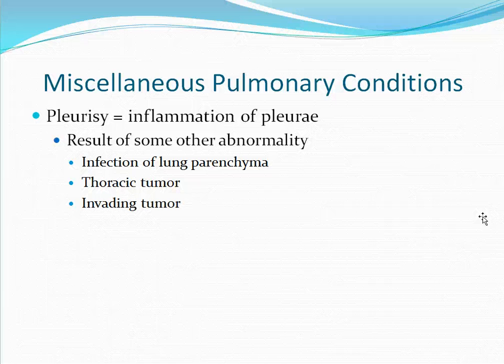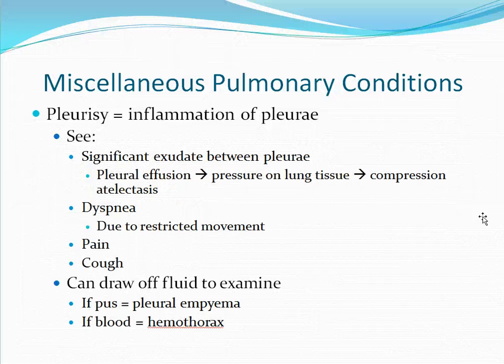Next is pleurisy, which is inflammation of the pleura, which are the membranes that surround the lungs. It is usually the result of some other abnormality, such as an infection of the lung parenchyma, thoracic trauma, or an invading tumor. With pleurisy you will see significant exudate accumulate between the pleura. This is known as pleural effusion.